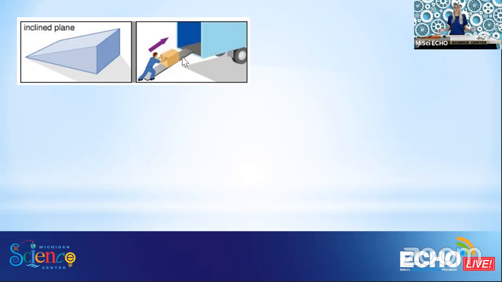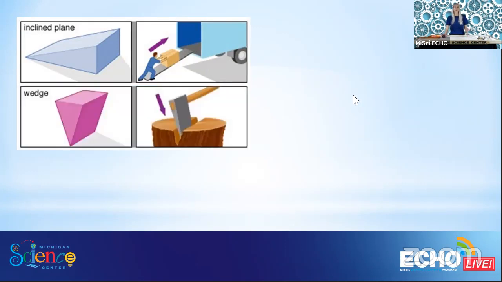So that's really the role of simple machines. They help us to either accomplish tasks more easily or to change the direction of a force that we have to put on an object in order to accomplish a task. The next type of simple machine is a wedge.